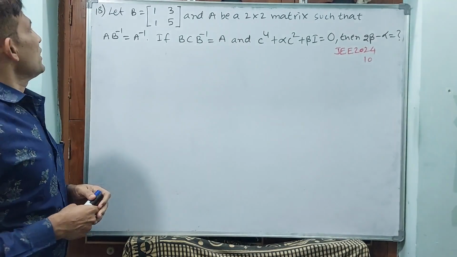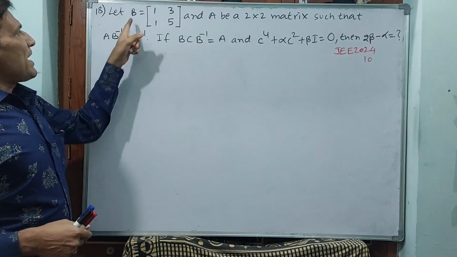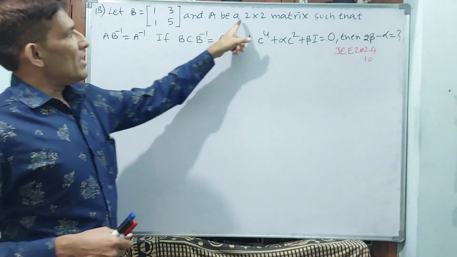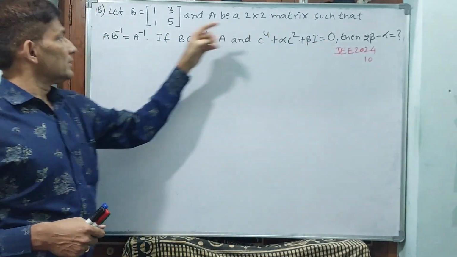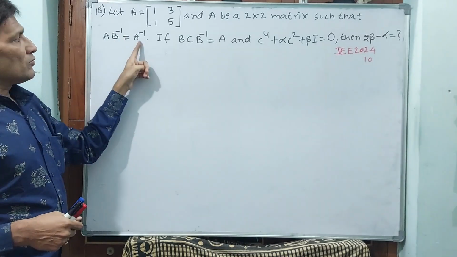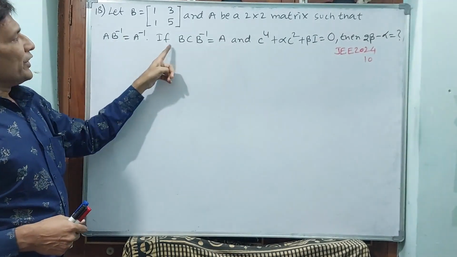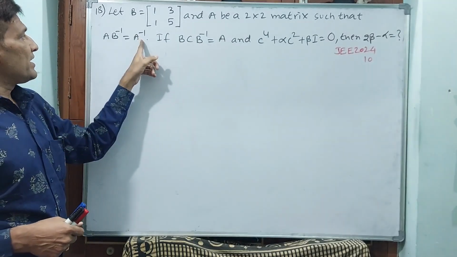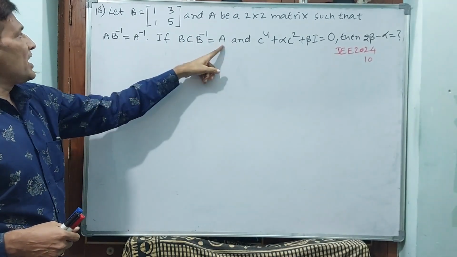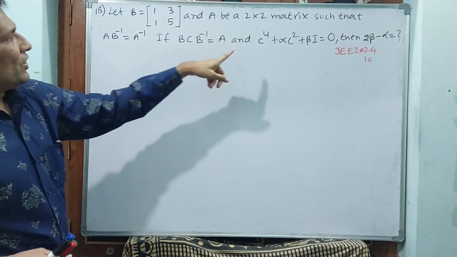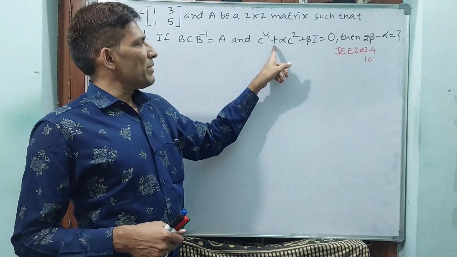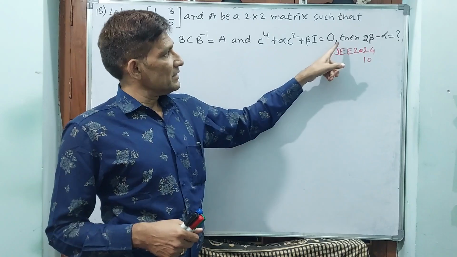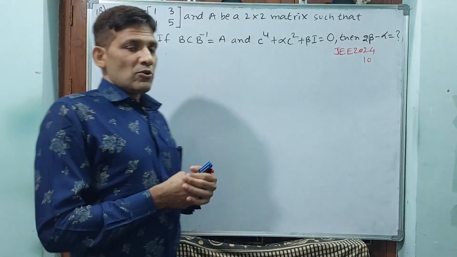Okay, let us see question number 18. Let matrix B equal [[1, 3], [1, 5]], a 2 by 2 matrix, and A also a 2 by 2 matrix such that A B inverse is equal to A inverse. If B C B inverse is equal to A, see here B inverse is there, A inverse is there. C to the power 4 plus alpha C square plus beta I is equal to O, that means null matrix. They are asking the value of 2 beta minus alpha.